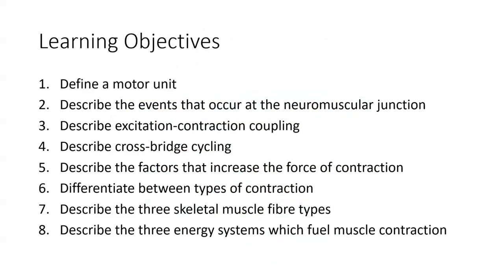So a few more learning objectives to cover in this lecture, although a few of these learning objectives will be quite short. We're going to define what a motor unit is. We're going to describe the events that occur at the neuromuscular junction, in excitation contraction coupling and in cross-bridge cycling, which together all make up muscle contraction. We'll look at the factors that influence force of muscle contraction, the different types of muscle contraction and the terms that we use for these types, the three different types of skeletal muscle fibres, and then the three different energy systems which actually fuel our muscle contraction.